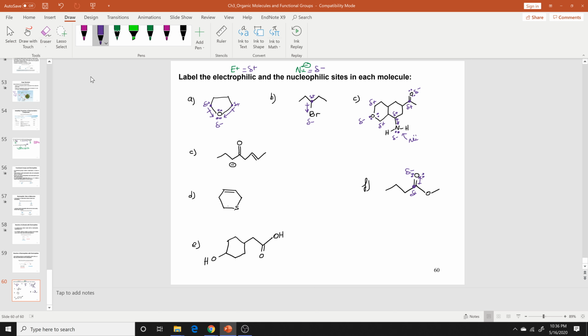This oxygen here is my nucleophile. This carbon is my electrophile. Also, I have another oxygen here, which is a nucleophile. This is partial negative. And this carbon here is going to be my partial positive. This sulfur over here is going to induce a dipole on these two carbons, making each one of them an electrophile. It will become a nucleophile, and the double bond is a nucleophile.